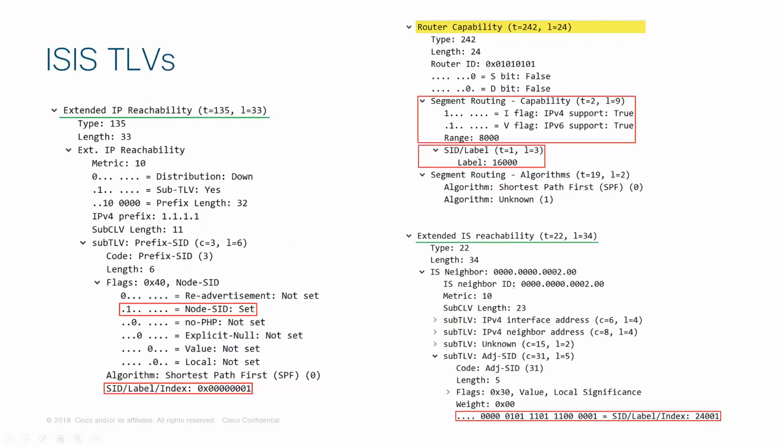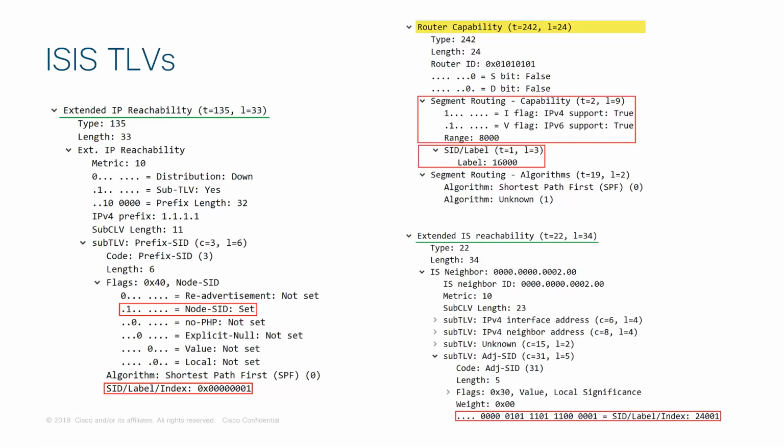And Krishna, then for... Krishna, yeah, sure, tell me. Yeah, Krishna, this explicit null is applicable only for the node SID, correct? Okay. Correct. Yeah. Thanks.